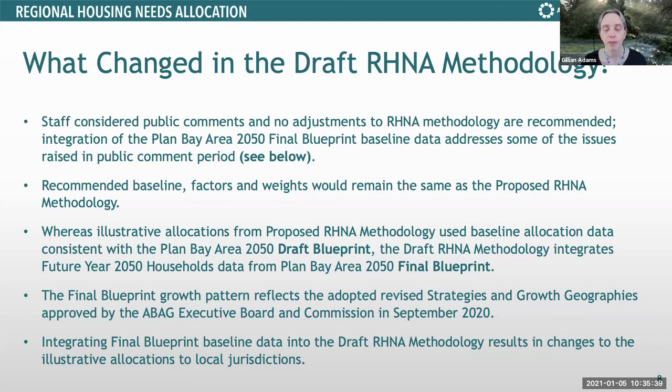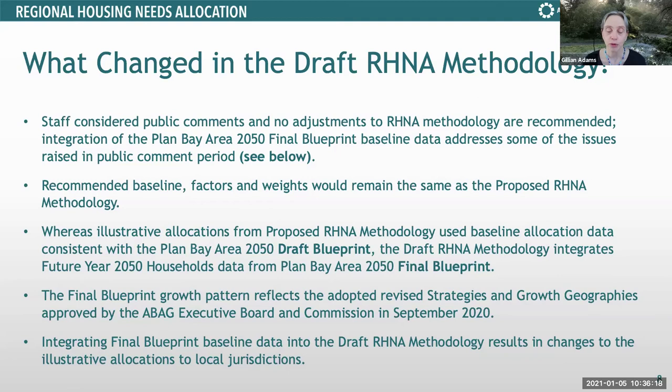The final blueprint growth pattern reflects the revised strategies and growth geographies that were approved by the ABAG Executive Board and MTC Commission in September of 2020. As noted in staff's responses to many of the comments received, incorporating Plan Bay Area in the RHNA methodology was always a key element in ensuring that the RHNA methodology supports the plan's strategies to reduce greenhouse gas emissions and addressing risks from natural hazards. As Dave noted in his presentation, the strategies in the final blueprint shift the regional growth pattern with more household growth directed to transit-rich, high-resource places.